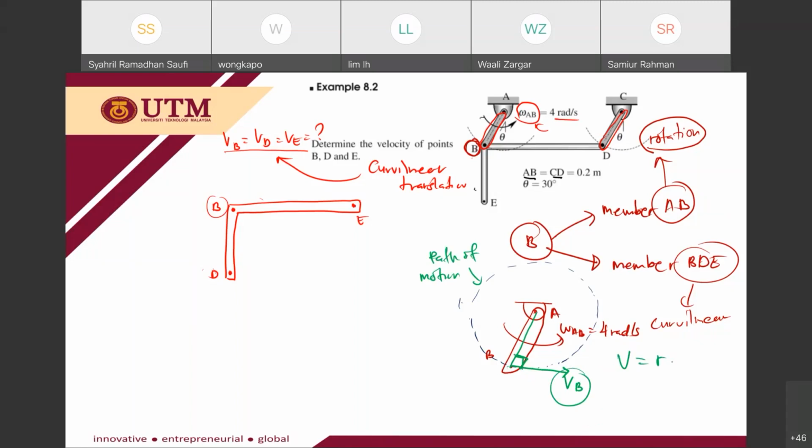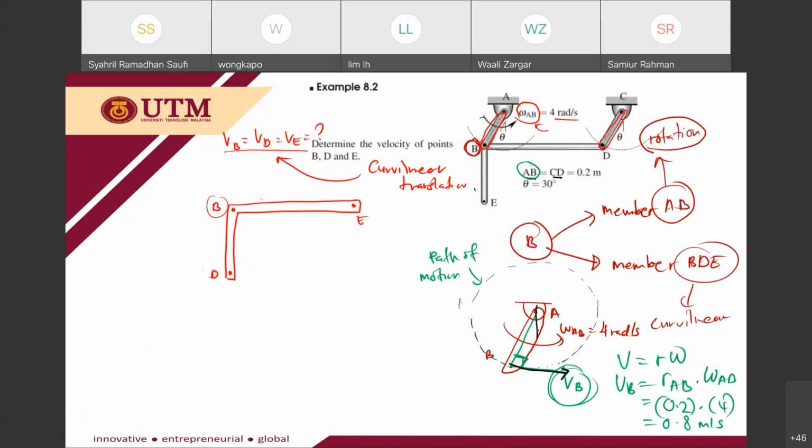This VB can be calculated. V is equal to R omega, so VB is equal to RAB times omega AB. We know that the distance A to B is 0.2, times omega AB, 4. Then you get 0.8 meter per second. So VB is 0.8 meter per second, and this is your VB.